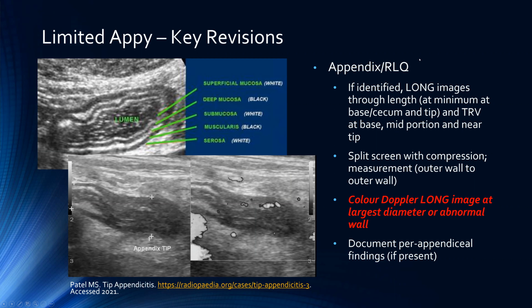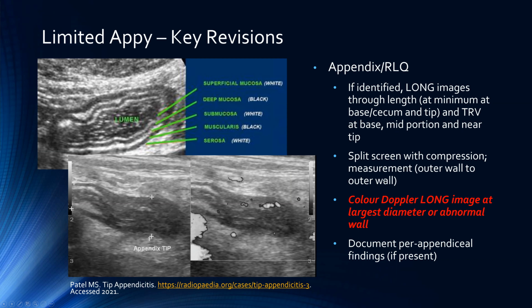In terms of assessing for the appendix, if we do identify it, obviously obtain long images through the length of the entire appendix, and at minimum document images in long axis at the base as well as at the tip, showing origin from the cecum as well as the blind-ended tip, and then some representative transverse images through the length. As we usually already do, split screen images with compression and measurements outer wall to outer wall.